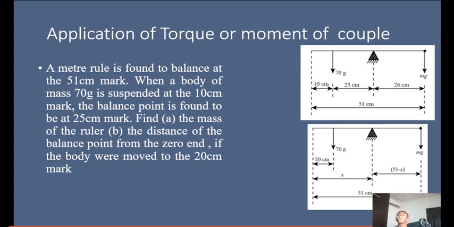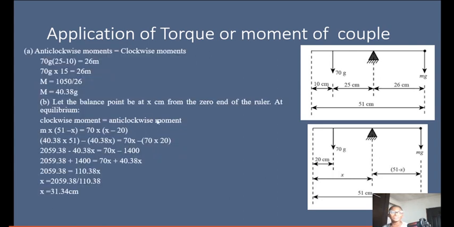If you have a 100 centimeter meter rule, the mass of that meter rule is going to be at 50 if it's a uniform meter rule. But if it's not uniform, they will tell you. So the mass is always basically at the center. So when they say we should find the mass of this meter rule, we are assuming the mass of the meter rule is at the center of the meter rule. So let's continue now.